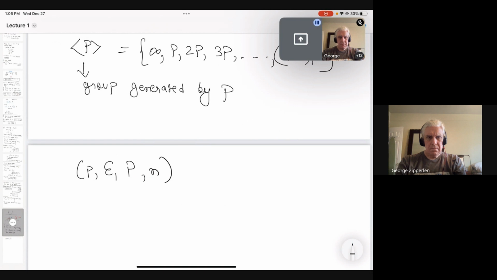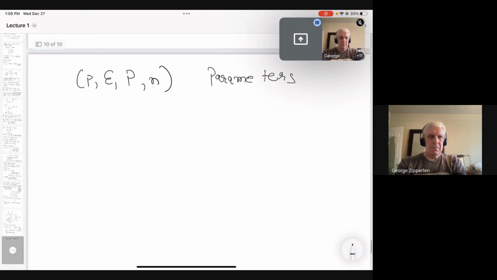Let's give this a name. Like how we had security parameters, let's just call them parameters, right? These things are what we will use to generate. So the idea is that we want to generate a public key and a private key.